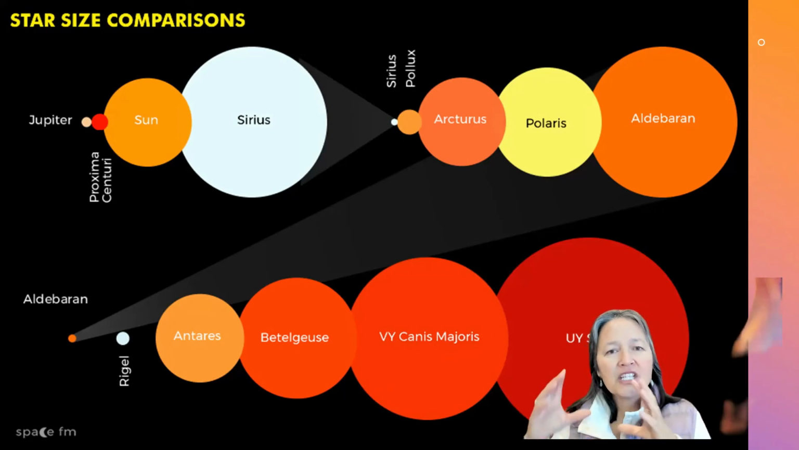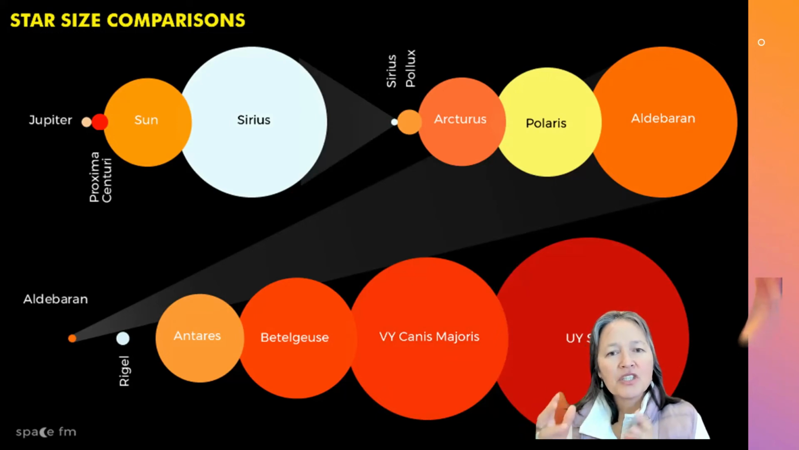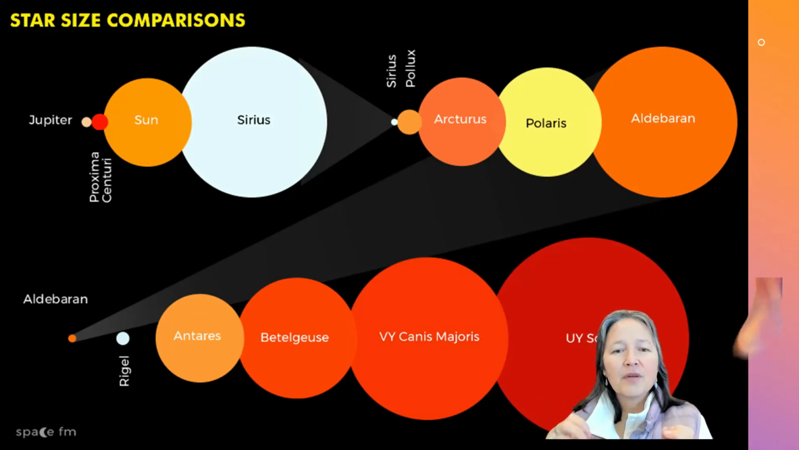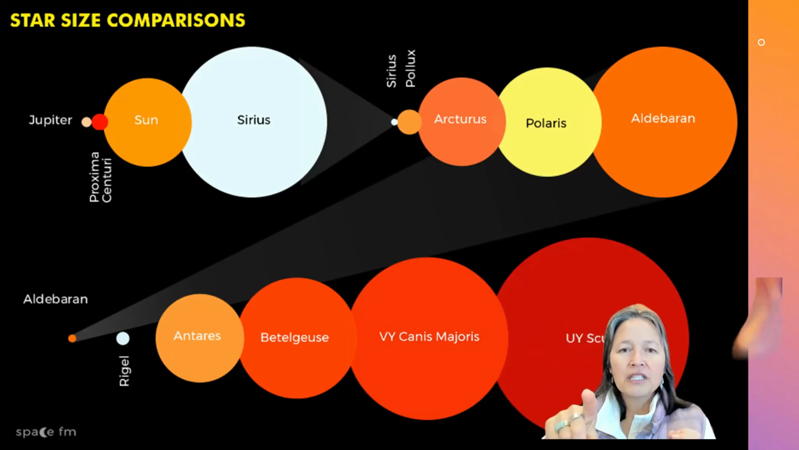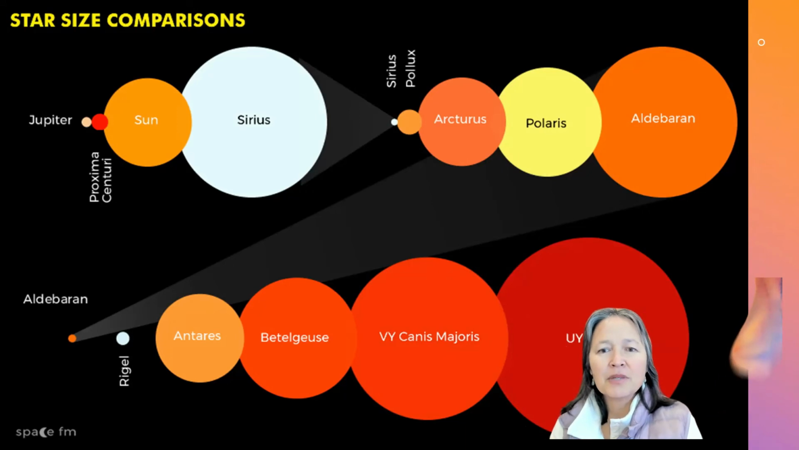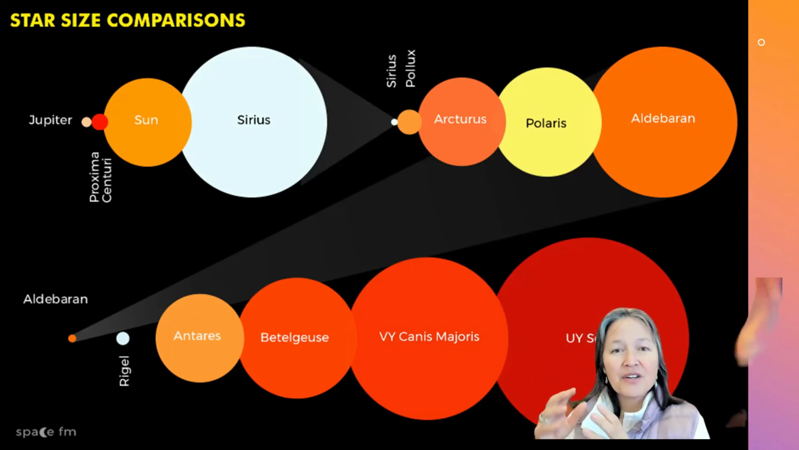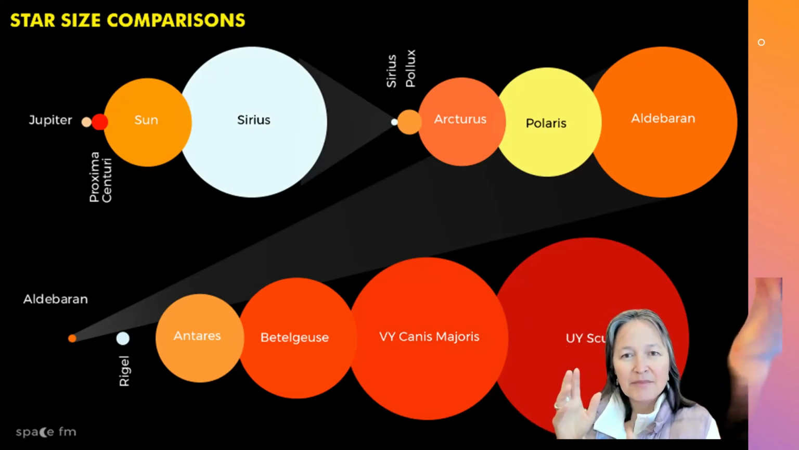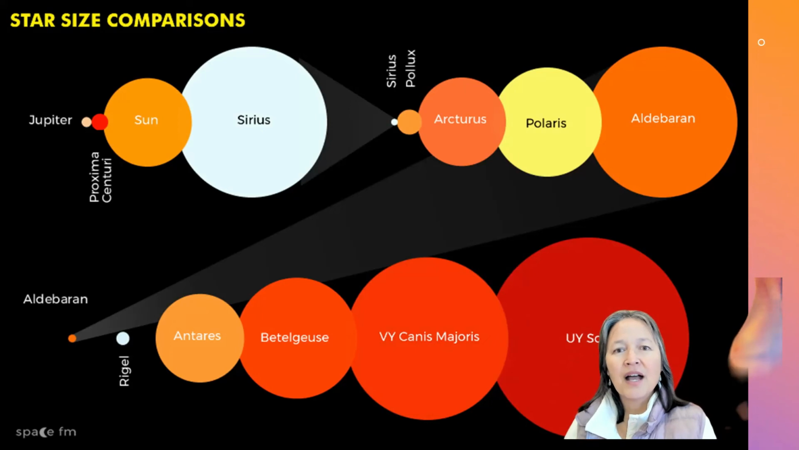But here's the relationship of how Jupiter is to our sun and the sun to Sirius. Remember, we just saw Sirius? And then we saw Sirius B, it's the little star next. And then there's Pollux, who's in the constellation Gemini, Arcturus, Polaris. Did you ever think that our North Star was going to be that big? And then here's the bigger one, Aldebaran. Wow, look at how big Aldebaran is compared to Polaris and Arcturus.